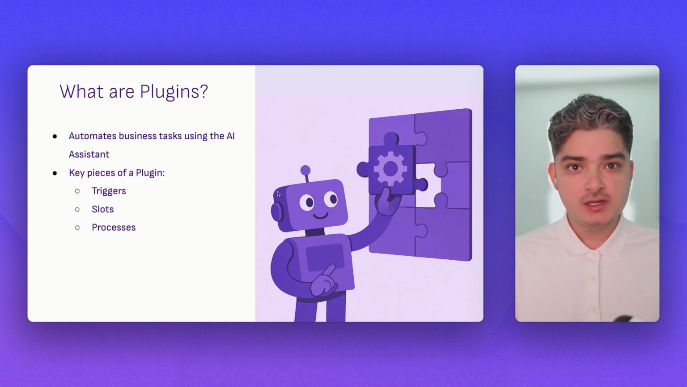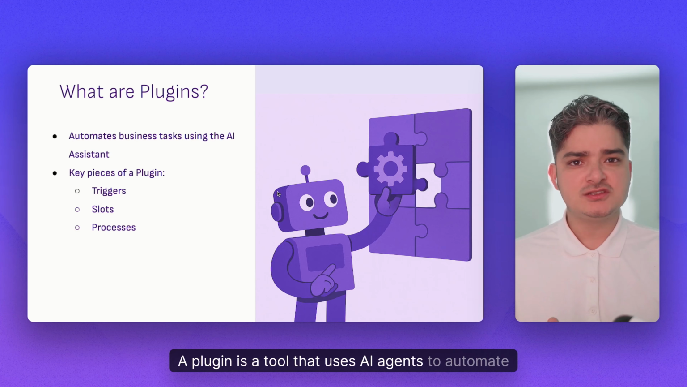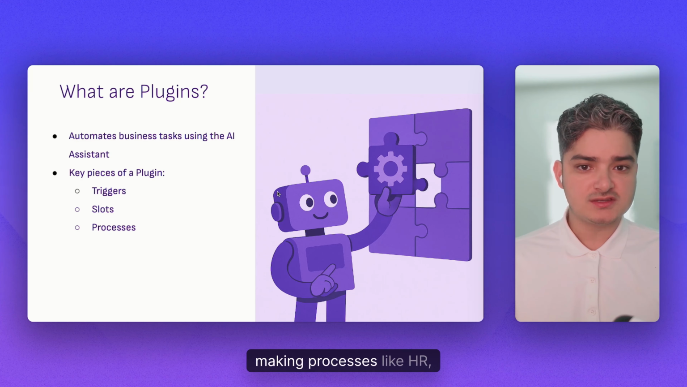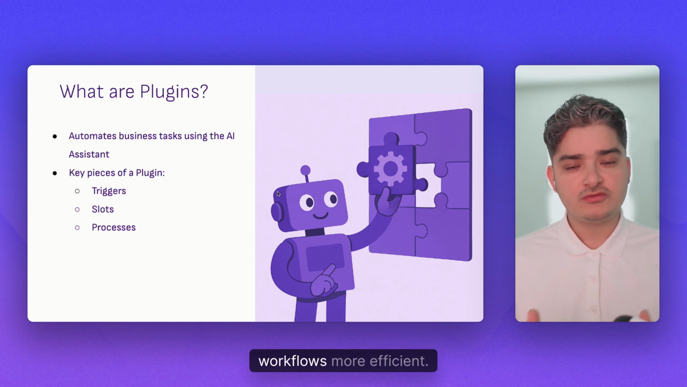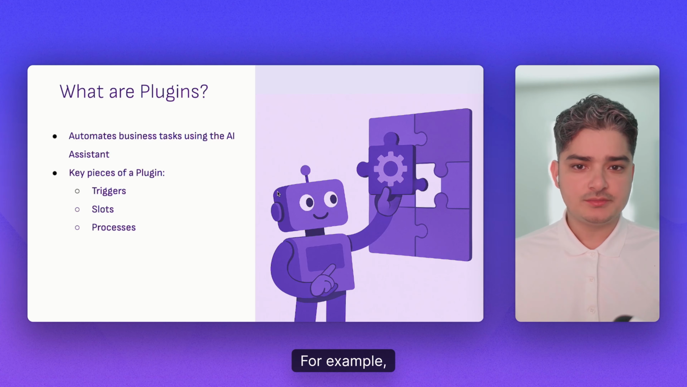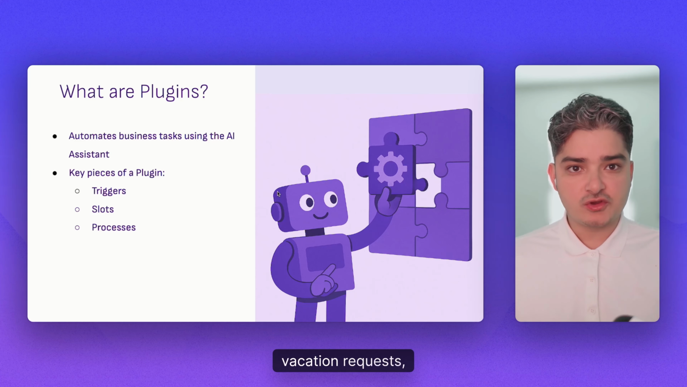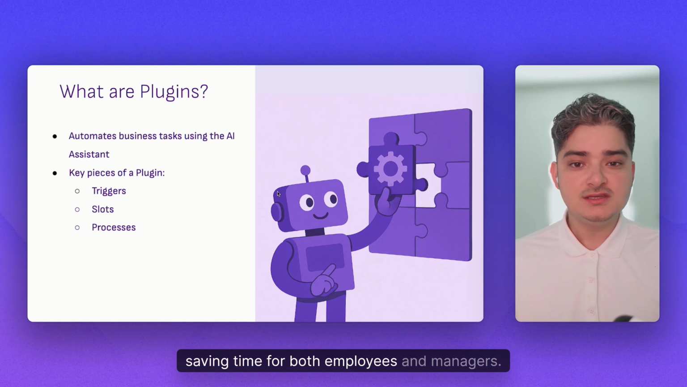Before we dive into how plugins work, let's define what a plugin is. In Agent Studio, a plugin is a tool that uses AI agents to automate business tasks. It responds to user requests, making processes like HR or IT workflows more efficient. For example, a PTO management plugin can automatically handle vacation requests, saving time for both employees and managers.